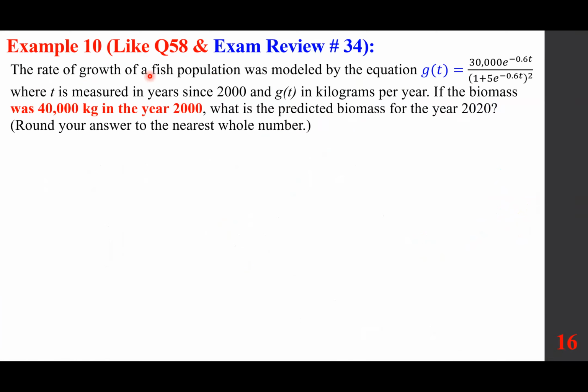The rate of growth of a fish population was modeled by the equation g of t is 30,000 e to the power of negative 0.6 t over the quantity 1 plus 5 e to the power of negative 0.6 t, squared, where t is measured in years since 2000, and g of t in kilograms per year. If the biomass was 40,000 kilograms in the year 2000, what is the predicted biomass for the year 2020?